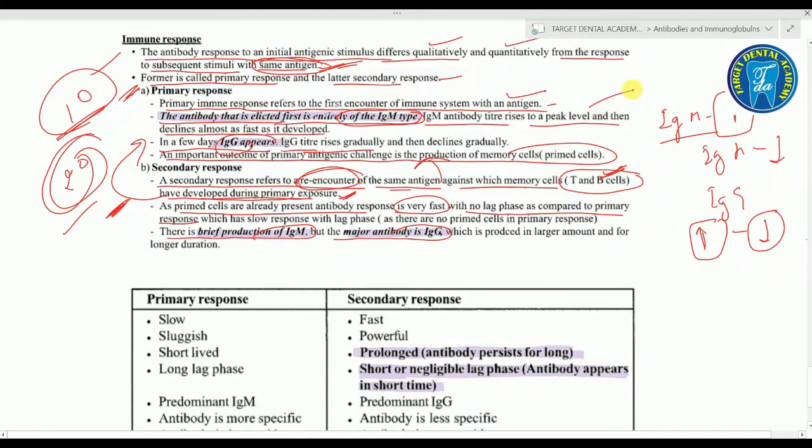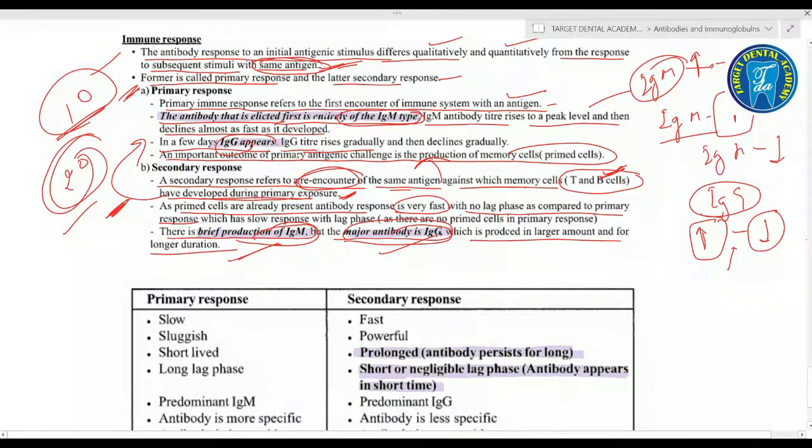In this, the IgM antibody is formed and increases at the beginning, but at a later stage, when it is rapidly developed, the IgM declines, and later the IgG antibody develops. In the secondary response there is a brief production of IgM, but the major antibody is IgG, which is produced in a larger amount for a longer duration.